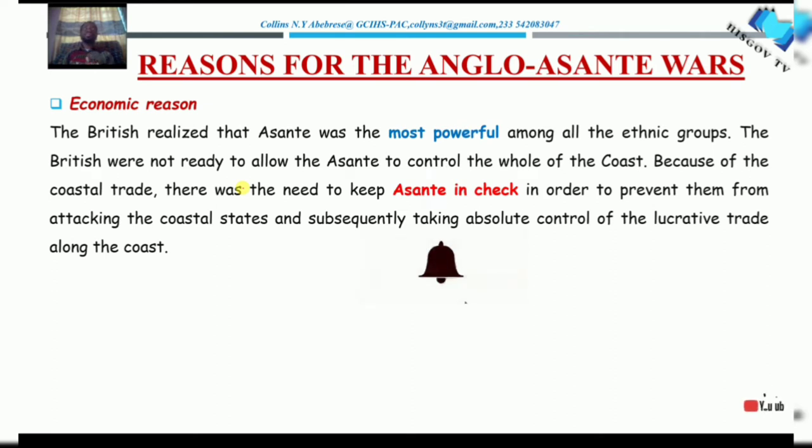The first reason for the constant war was an economic reason, and this economic reason was basically trade issues. The British saw that the Asante were the most powerful empire among all the ethnic groups. The British were not ready to allow the Asante to control the whole coast.